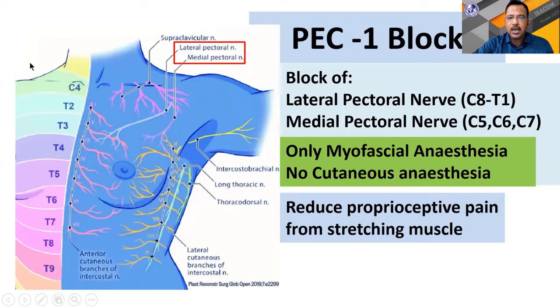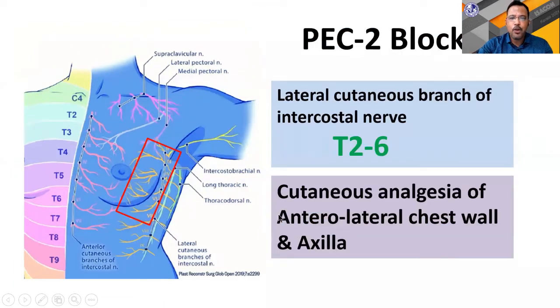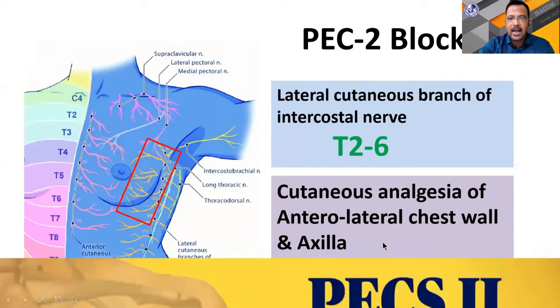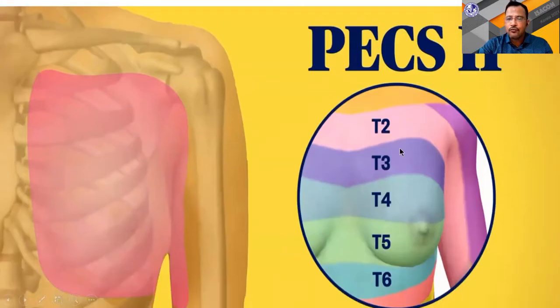So PEC-1 block mainly blocks the lateral pectoral nerve and the medial pectoral nerve. They give only myofascial anesthesia. There is no cutaneous anesthesia, but it reduces the proprioceptive pain from the stretching of the pectoral muscles during the surgery. PEC-2 block blocks the lateral cutaneous branch of the intercostal nerve from T2 to T6, and it provides cutaneous analgesia of the anterolateral chest wall and axilla. So this is the dermatome which is covered when you give a PEC-2 block.